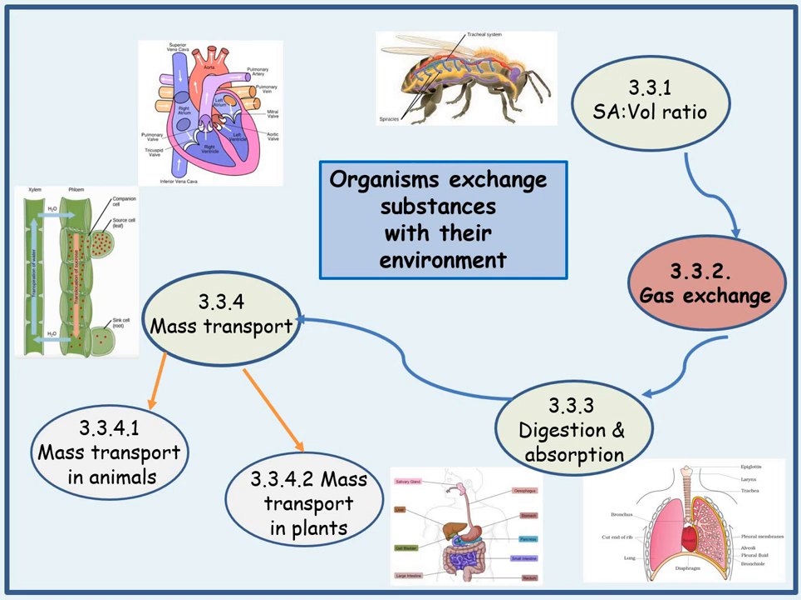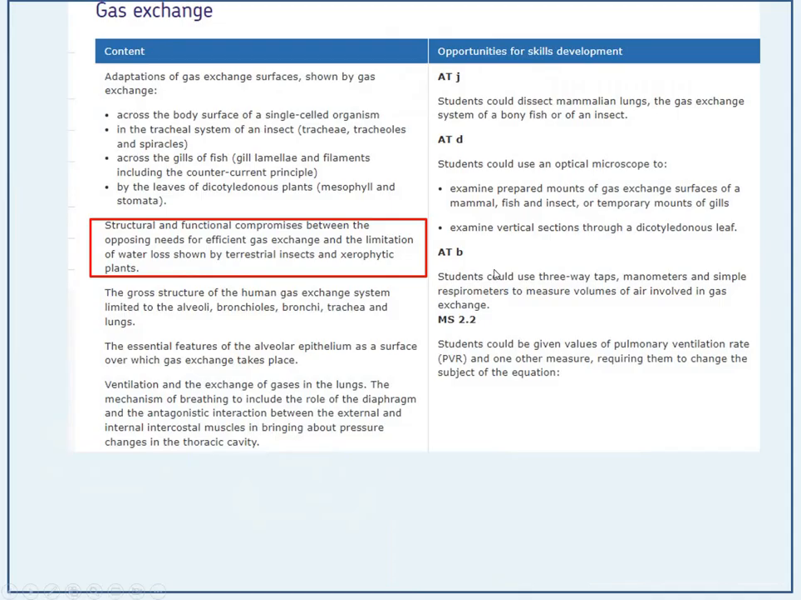Okay, so we're still continuing with 3.3.2 gas exchange, but this time we'll be looking at features of plants that limit water loss. So from the specification from AQA: structural and functional compromises between the opposing needs for efficient gas exchange and the limitation of water loss shown by xerophytic plants.